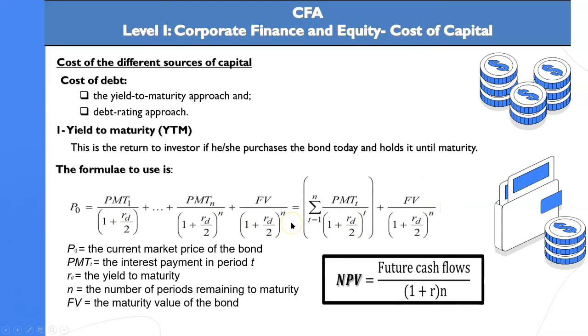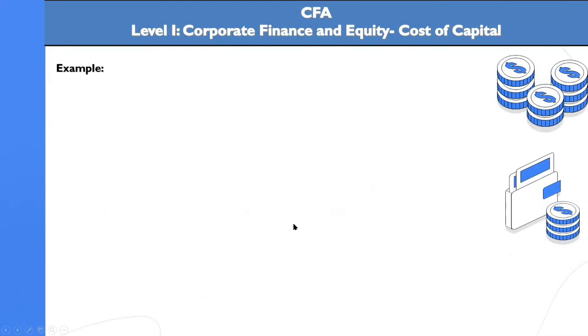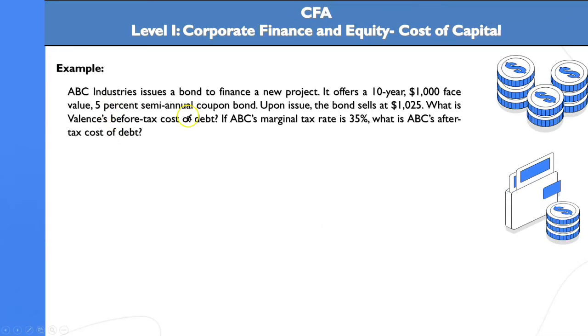So simple. We will take a practical example to understand this fully. Let us say this company issued a bond to finance a new project. The bond has a face value of 1,000, and it has a maturity date after 10 years. So after 10 years, I will get this $1,000, and today I will pay the company 1,000. The bond pays 5% semi-annually. That means 2.5 every 6 months. Coupon bond. Upon issue, the bond sells at 1,025.